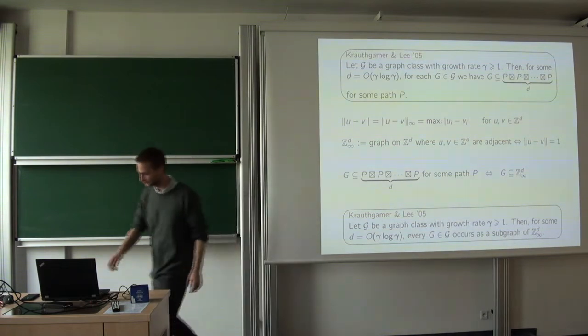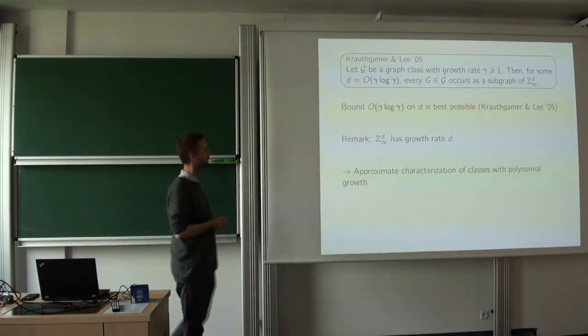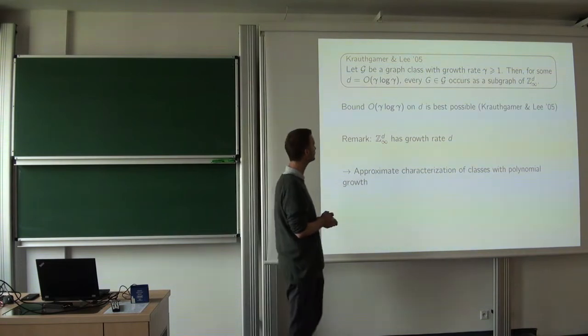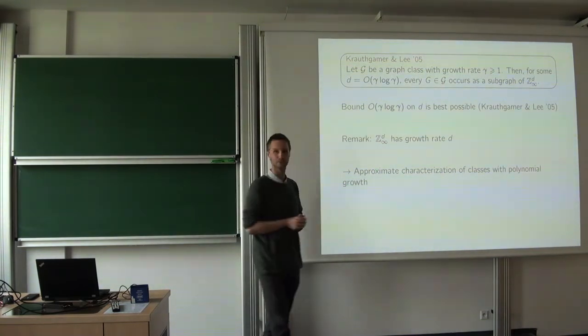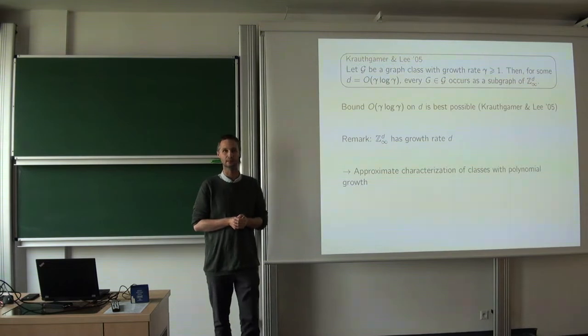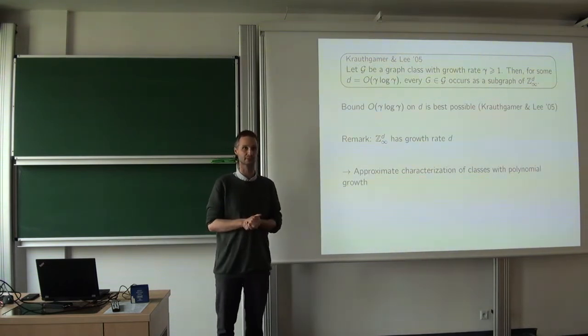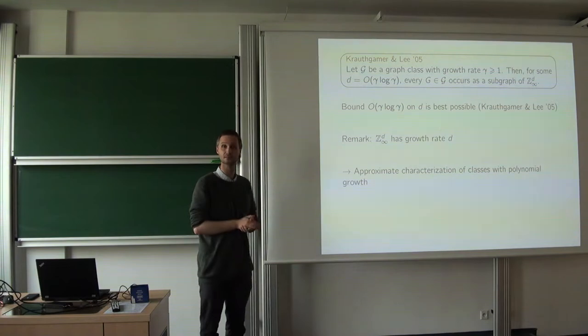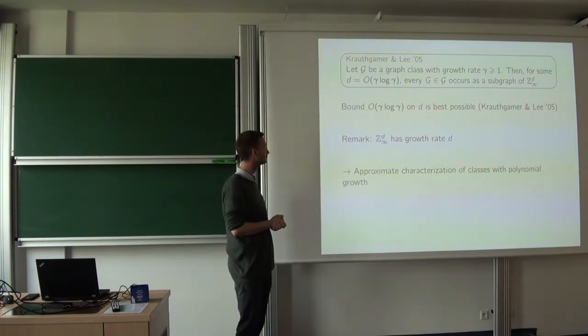And now let's think a bit about it. The first remark is that they have this gamma log gamma bound on the dimension. And you could wonder whether that's an arbitrary function or if there is something to optimize. It turns out that this is best possible up to the constant factor. Right, so this is really the best you can hope for.